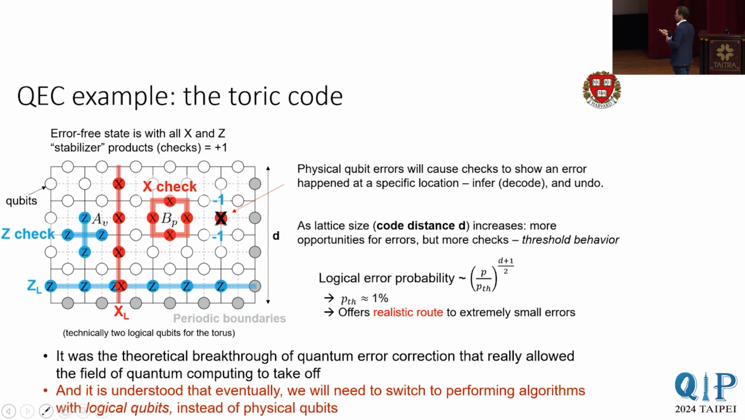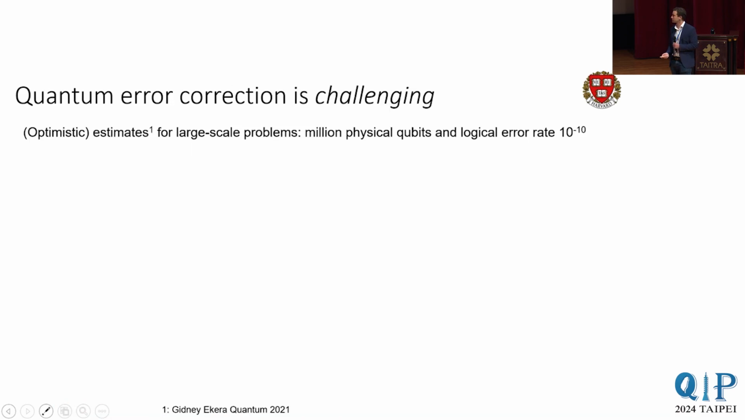The clickers, oh, okay. So I was not around at the time, but it is at least my understanding that back in the 90s, it was actually this theoretical breakthrough of quantum error correction that really allowed the field of quantum computing to take off. It showed that we can actually build these devices in practice. And it is understood that although we've been learning a lot from doing physical qubit algorithms and learning what quantum computation looks like in the lab with really remarkable experiments, eventually we're going to need to switch to performing our algorithms with error-corrected or logical qubits.